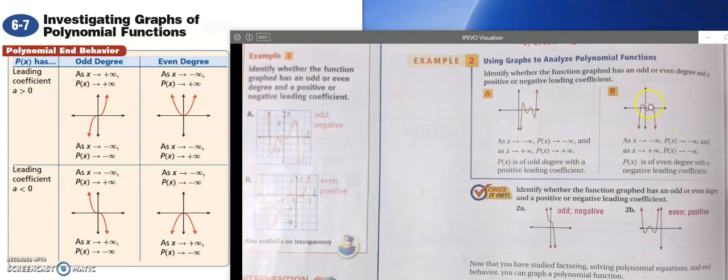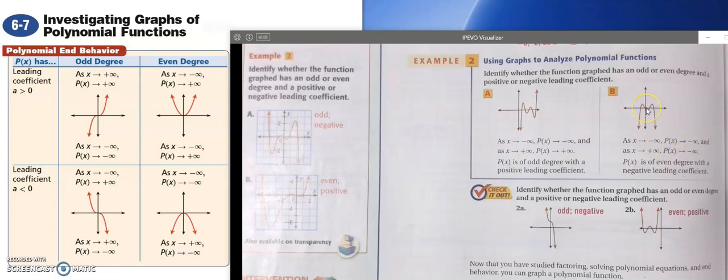For B here, again, I'm going to identify the end behavior first to determine the degree and the leading coefficient as being odd, even, and positive or negative. So B here, as I go to the right, what happens as I approach positive infinity with x? As x increases, what happens to y? It decreases or approaches negative infinity. So as x approaches positive infinity or increases, my y decreases or approaches negative infinity.